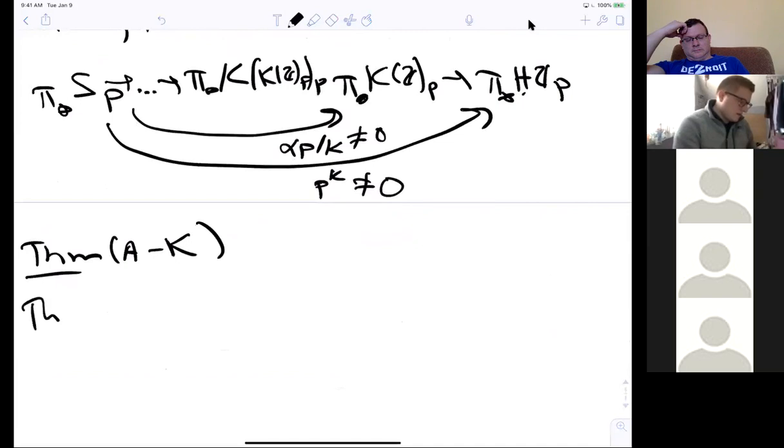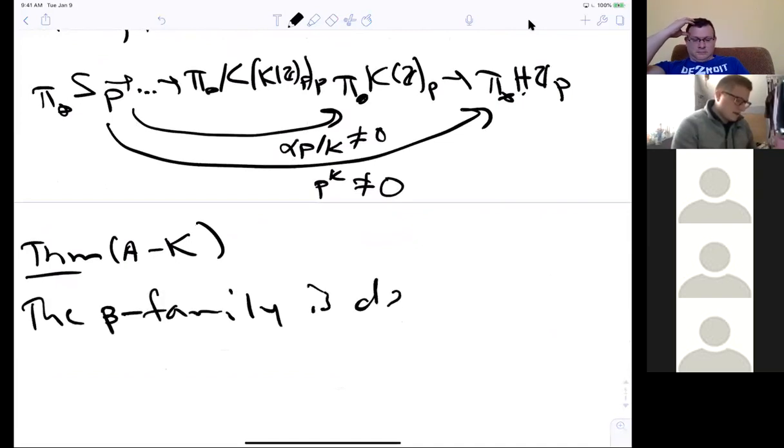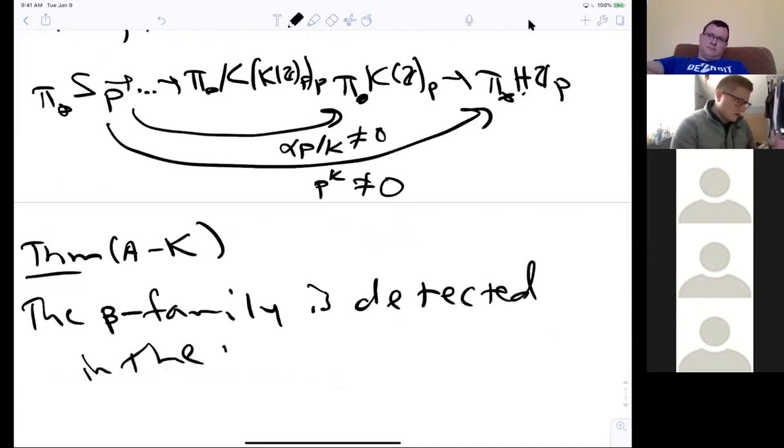So the beta family is detected in the Hurewicz image.